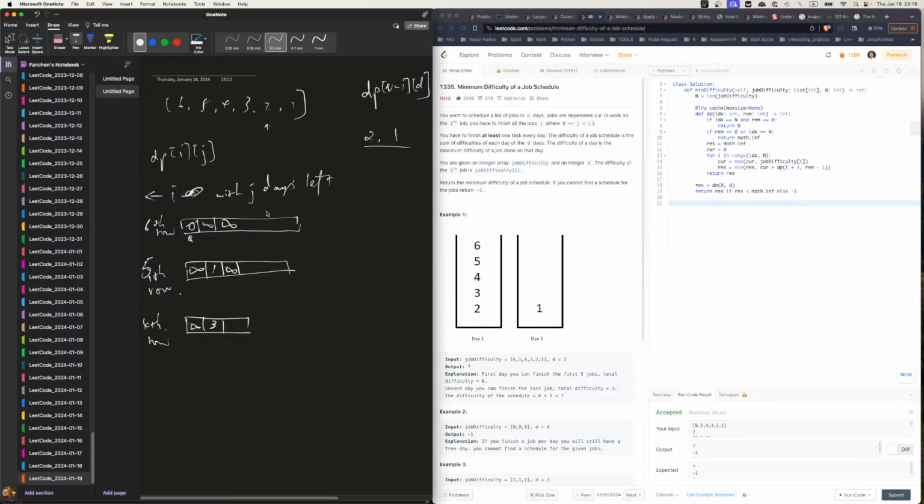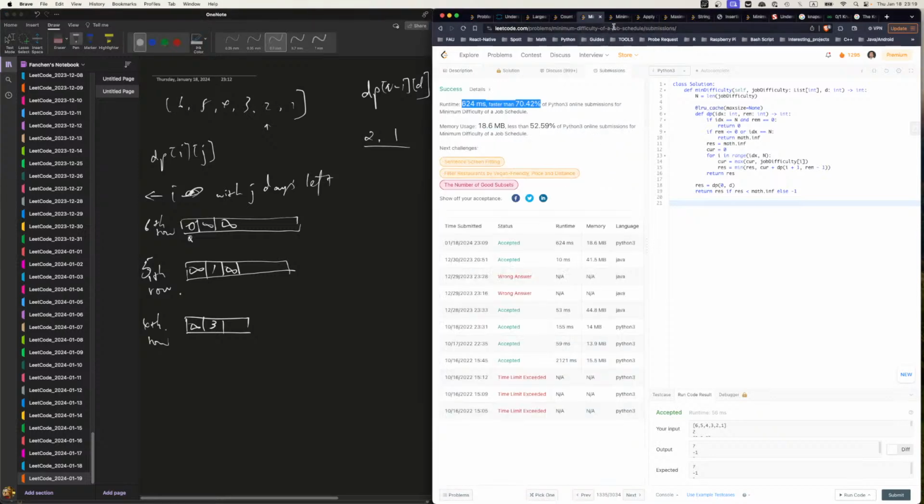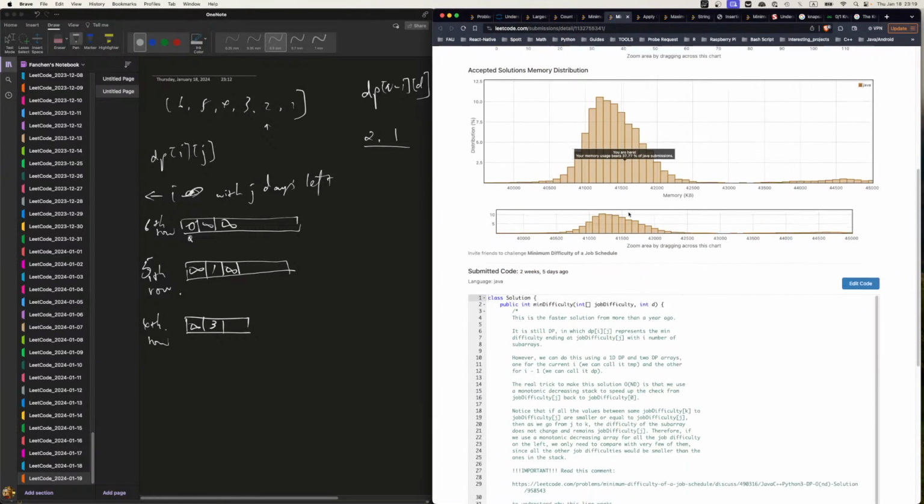So if you know where the max value, actually I don't know. I have no idea. I think I'm actually making it worse. All right, let's take a look.